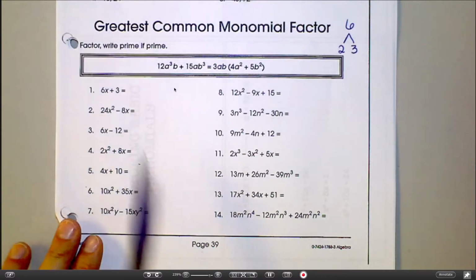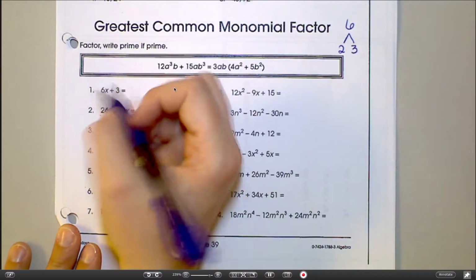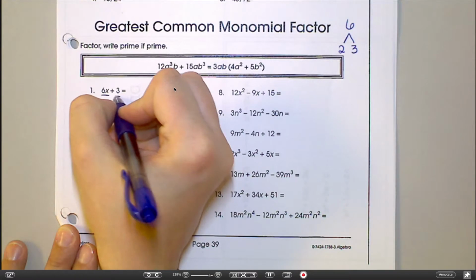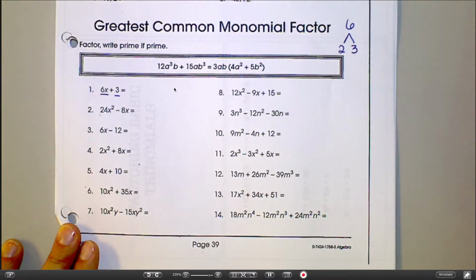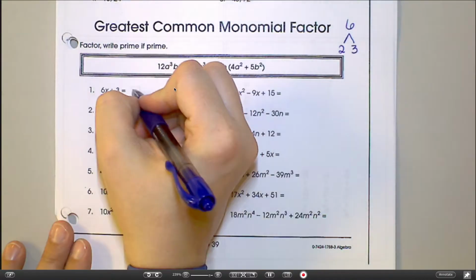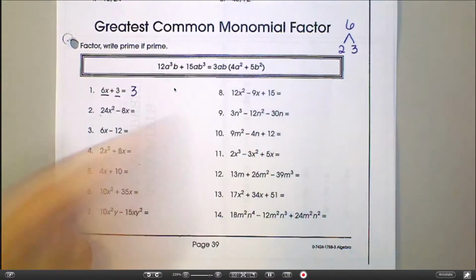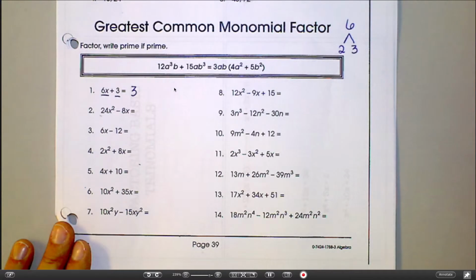So let's take this first one. This first one's real easy. If I have 6x and 3, what would be the GCF of those two things? Just 3, right? No x's, because I can't take an x out of the 3. So my GCF is 3.